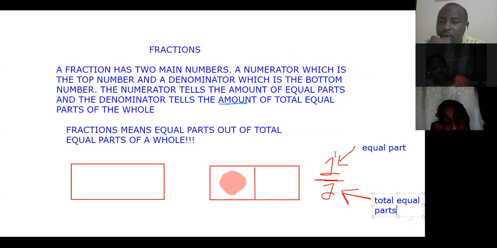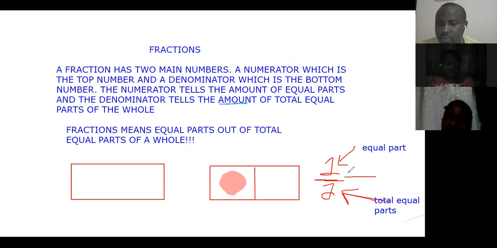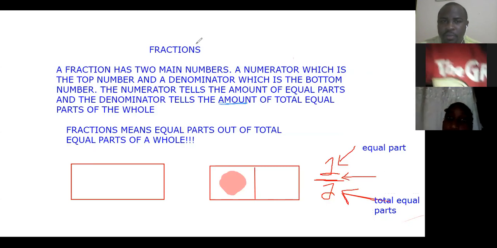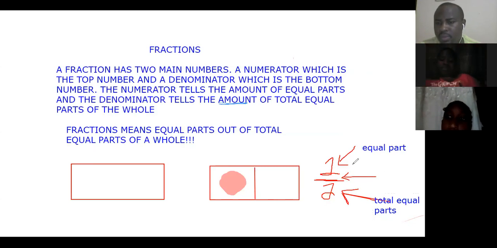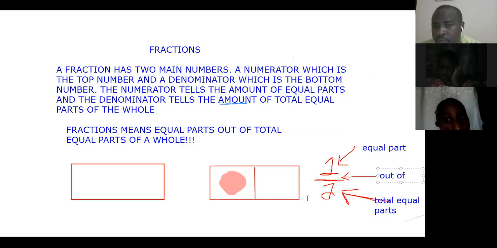So this 1 over 2 means I have 1 equal part out of, and this slash here reads out of, 2 total equal parts. Anybody have any questions so far?